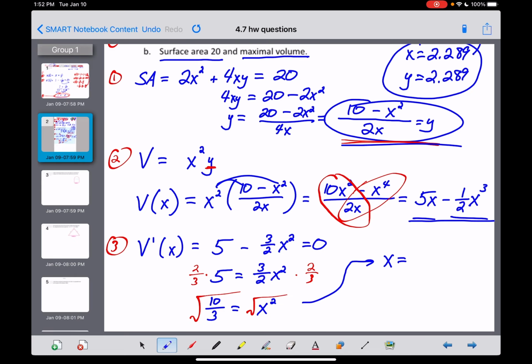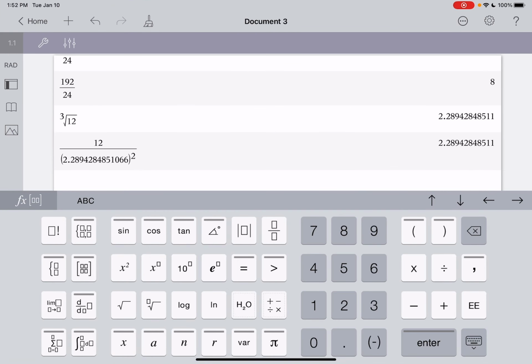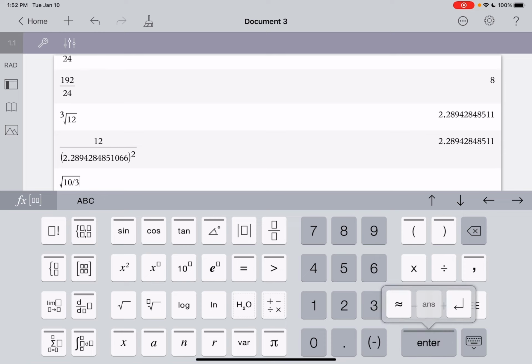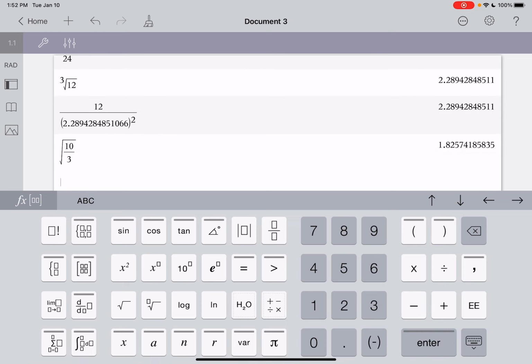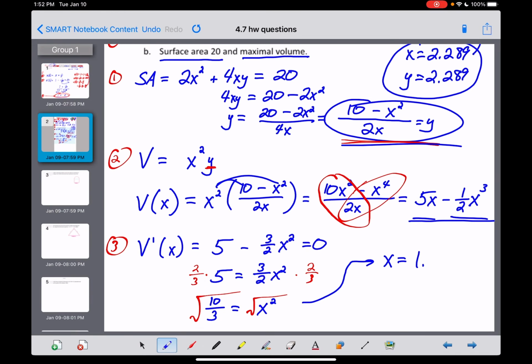And I guess I gave you a decimal answer on the first part. So let's do the same thing here for part 2. It was the square root of 10 divided by 3 underneath that radical, and that's not what I wanted. Let's get that as a decimal. There you go, that's what we were looking for. 1.826 if we were going to round that to the nearest thousandth. So x is 1.826.